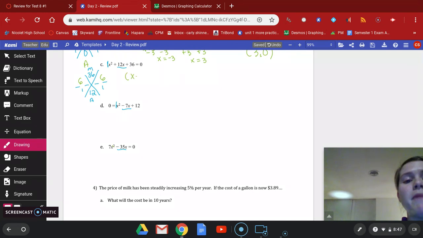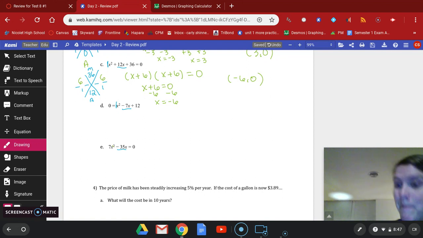So 6 divided by 1 is +6. 6 divided by 1 is another +6. So I really have the same factor twice. So I don't think I need to set it equal to 0 twice, right? I know that I'm just going to get the same value, which is -6, the opposite of x plus 6.